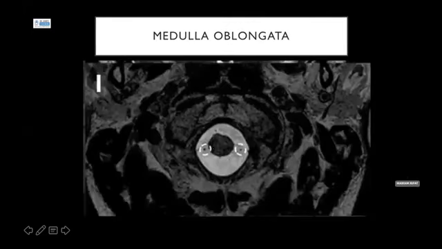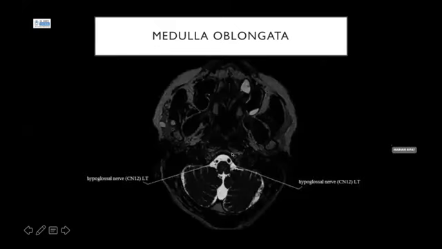So the circles here are pointing out the accessory nerves, which are cranial nerves 11. And finally, we can see the hypoglossal nerve here at the level of the medulla oblongata, and that's cranial nerve 12.